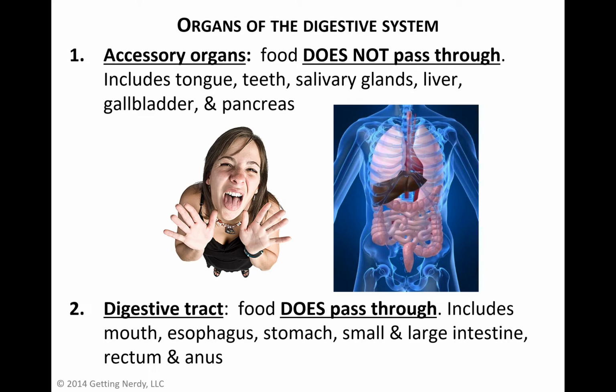Like an accessory to murder is someone who helps somebody commit the murder. These help digestion, but they aren't involved in the chemical digestion of it. The digestive tract is the organs that food does pass through. That includes your mouth, esophagus, stomach, small and large intestine, your rectum, and anus.